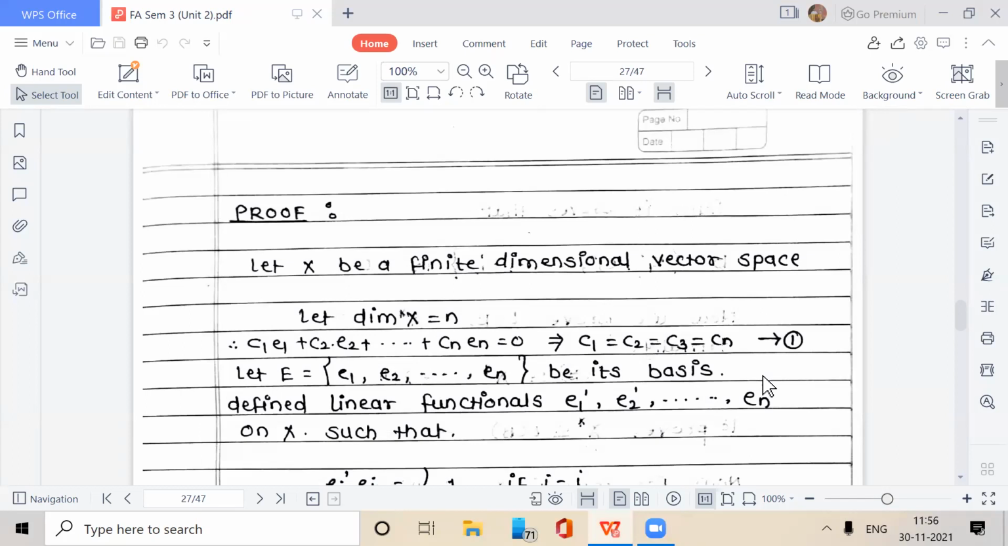Now we define functionals E1 dash, E2 dash up to En dash on capital X such that Ei into Ej dash is equal to 1 if i is equal to j. That is, E1 into E1 dash is equal to 1, E1 into E2 dash is equal to 0. That is, Ei into Ej dash is equal to 0 if i is not equal to j.